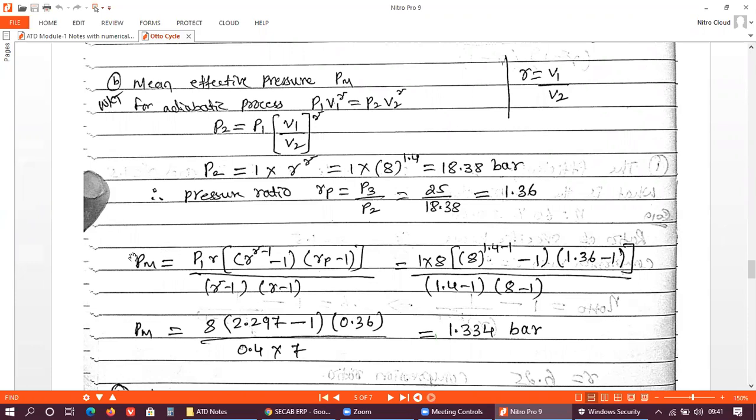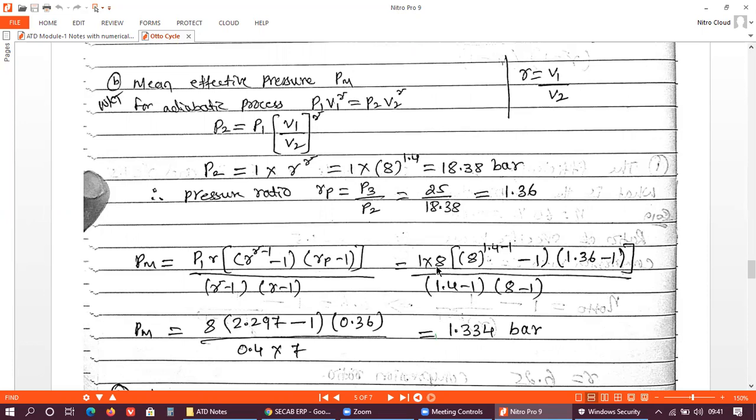Just now we have derived this part. PM is equal to P1 R into bracket R raised to gamma minus 1 into bracket RP minus 1 bracket close divided by gamma minus 1 into R minus 1. Now you substitute the values here. While using the calculator, you should be very cautious. You have to operate the calculators properly.